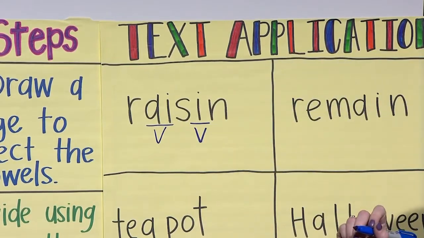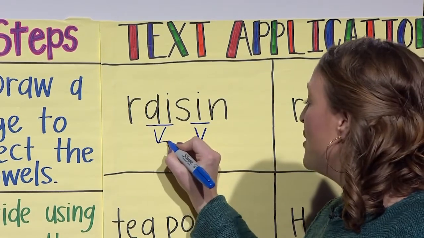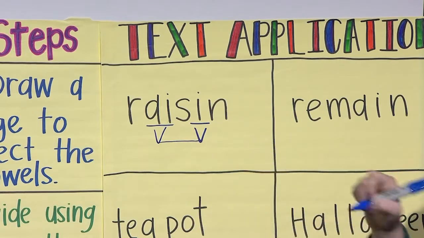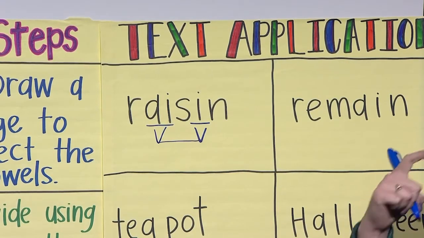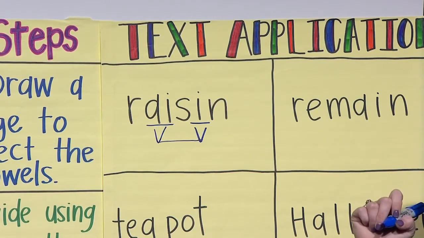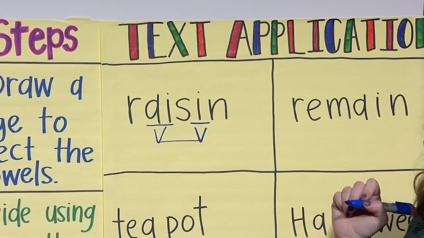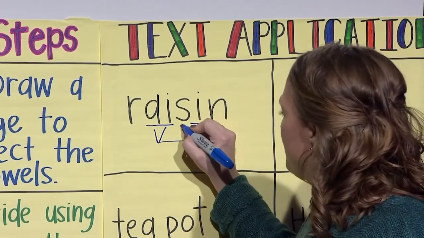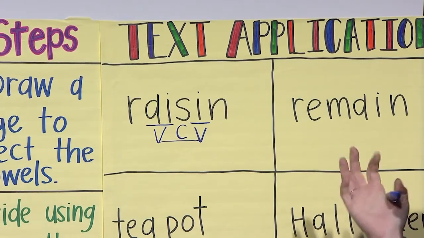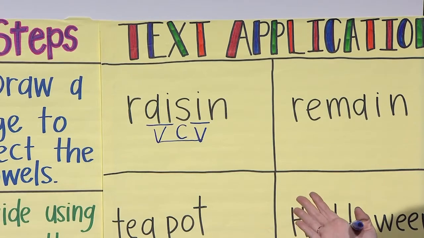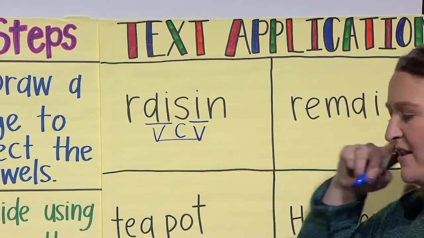Step two says to draw a bridge to connect the vowels. So you draw your bridge connecting AI to I. Step three, label the consonants on the bridge. What consonant do you see on our bridge between the vowels? S, great. So we're going to label that with C. Now we need to divide using the pattern we notice. What's our pattern we notice? VCV.